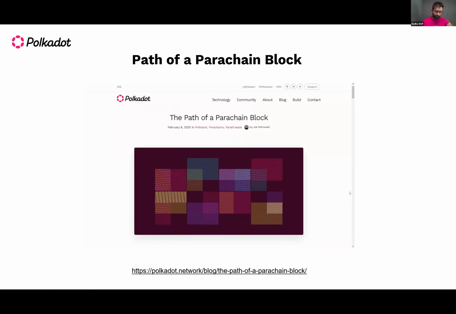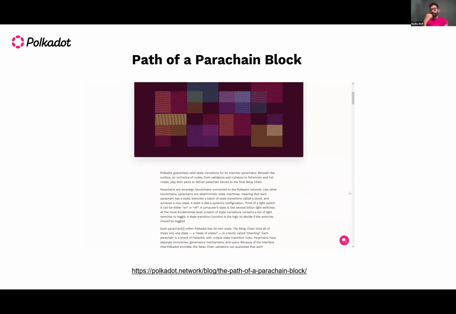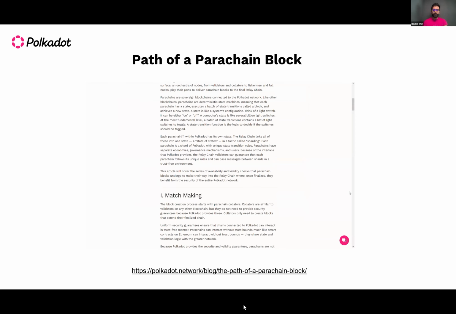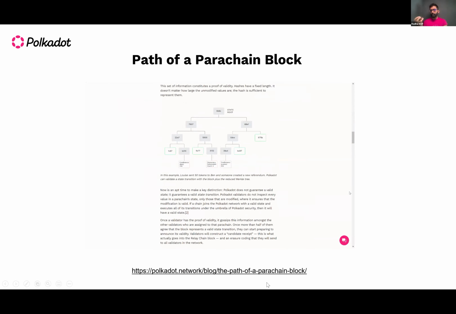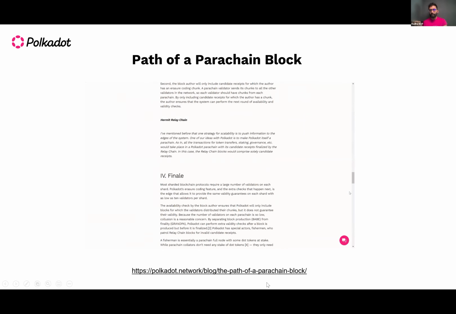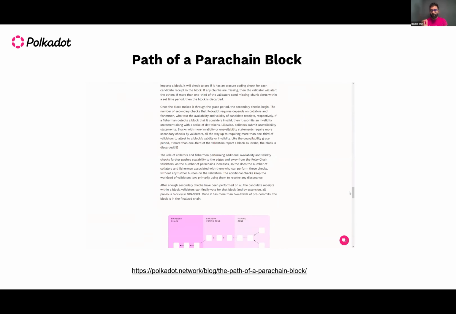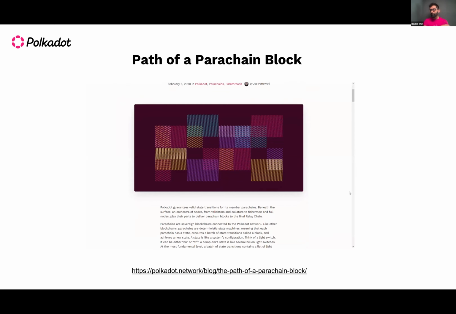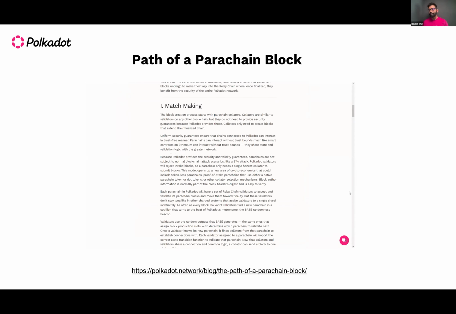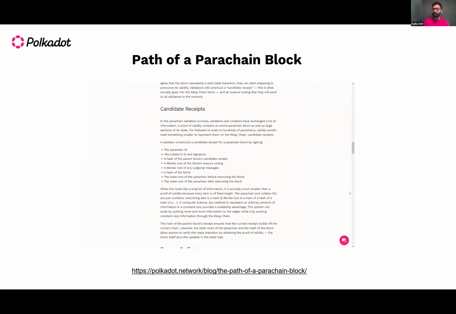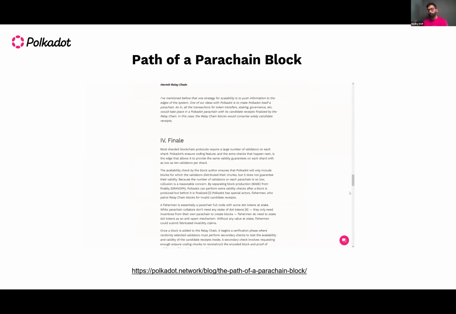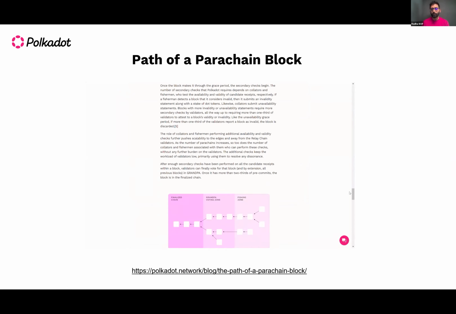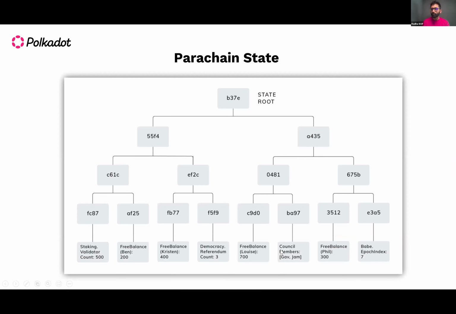And yeah, I should also highlight this article. If you're interested in what happens when a parachain Collator creates a block and sends it to the relay chain, how does the relay chain validator validate it? What data would they get, and what would they do with it? So read this article. I'm going to try to summarize it very briefly.